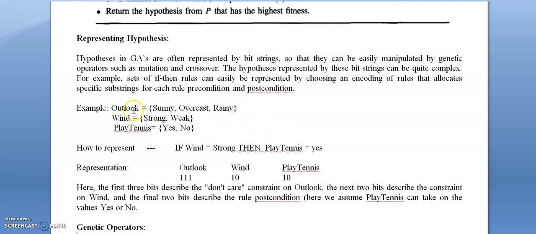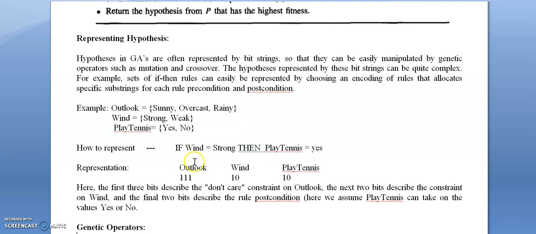So here we have 3 attributes and the values of these attributes are given here. Our outlook can be expressed as sunny, overcast or rainy. Wind can have 2 values, strong and weak. Play tennis is the target value, which can be expressed as yes and no. Now if we have a statement, if wind equal to strong, then play tennis equal to yes, how will we represent it?